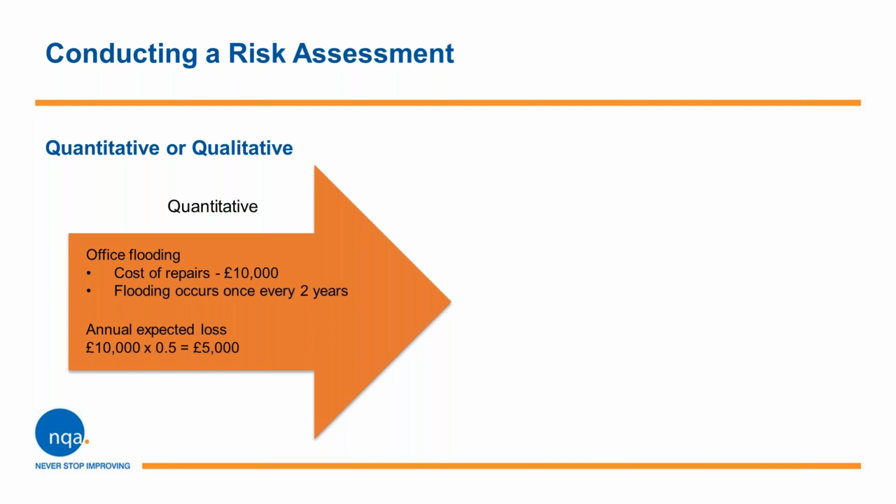So I've used an example there of one quantitative risk assessment. We're going to say risk of the office flooding. Okay, now it's happened before, and last time it happened, it cost us £10,000 to repair. Now this happens once every 2 years. So then you calculate your annual expected loss. The cost of repairing it is £10,000. It happens every 2 years, so annually that's 0.5. So you do the maths there, and it's £5,000. So we can say the annual cost of the office flooding is £5,000, and then you can do that for every risk you have, and you can see why it becomes a bit of a mission to get it done.